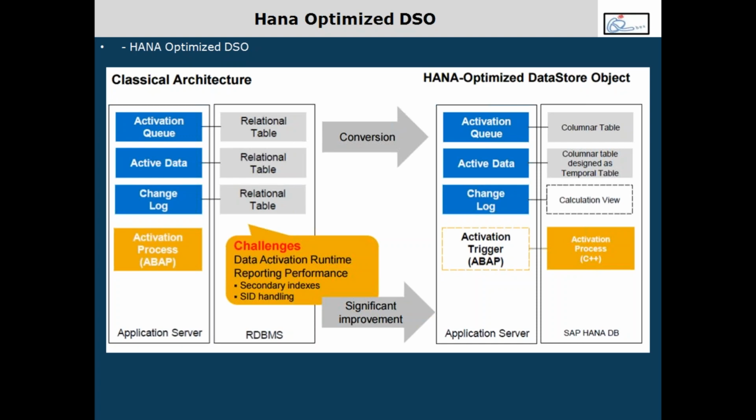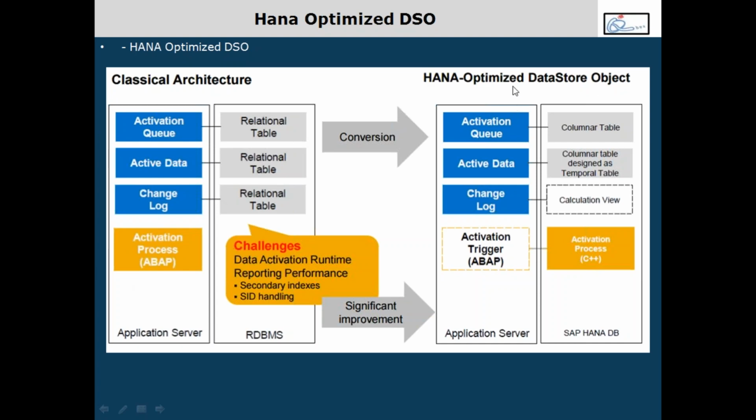First, let's see what that actually was. If you look at the normal DSO, you will have a new table, an active table, and a change log. All three are tables. When you load data, it gets into the new table, and when you activate, which is an ABAP program, it takes data from the new table and writes it to the active table and maintains corresponding entries in the change log. We know this normal mechanism of the classical ODS.